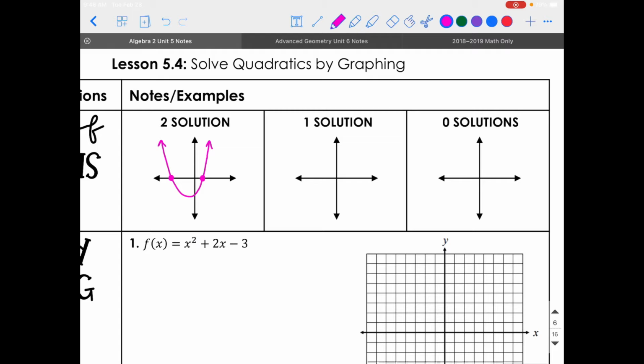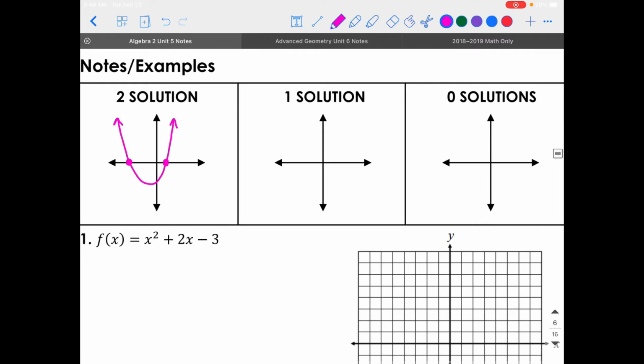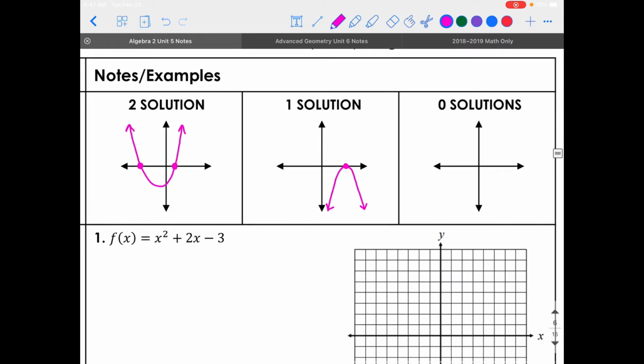Now, a quadratic that has one solution just sits on the x-axis. It doesn't actually cross through, because if it crossed through, it would have to come back and cross a second time. So for one solution, it just has one x-intercept. And then a parabola that has no solutions doesn't cross at all. So it might look something like this.